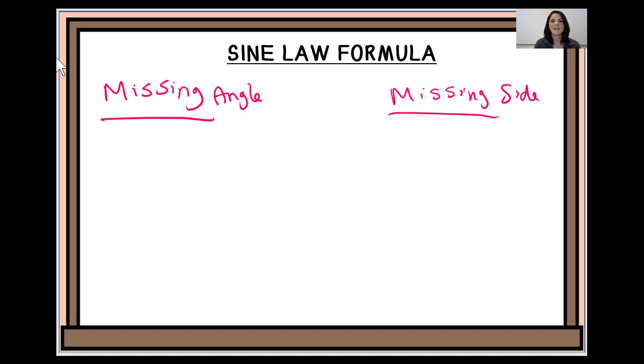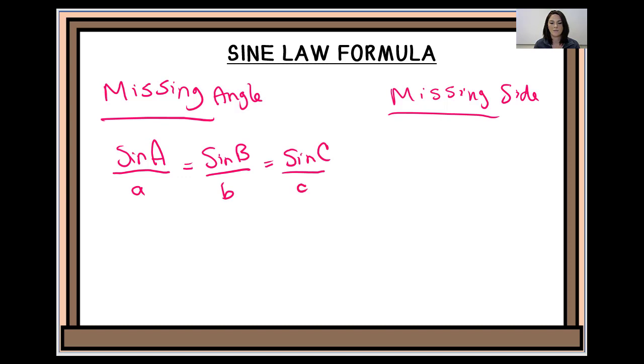So if we are missing an angle, we want to write the ratios. Because there are three sides of a triangle, we are going to have three ratios in our formula here. So sine A, and our A is going to be capital, over lowercase a, is equal to sine B over lowercase b, is equal to sine C over lowercase c.